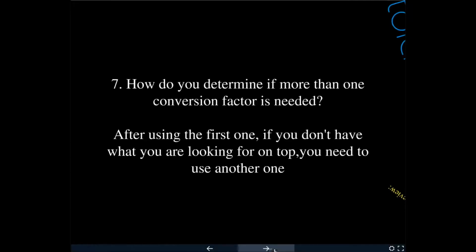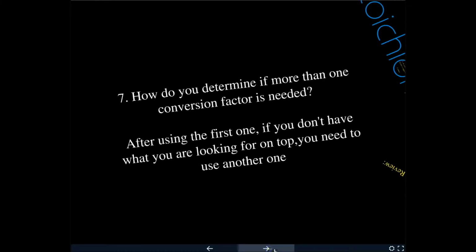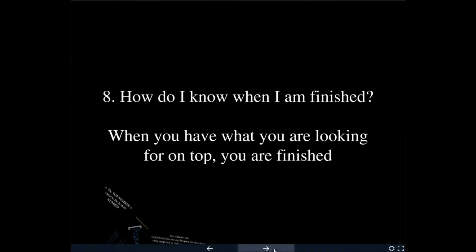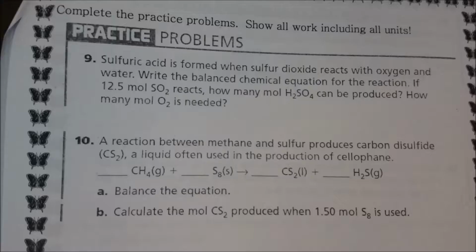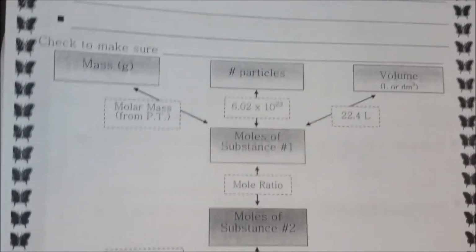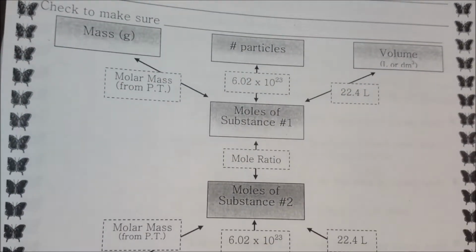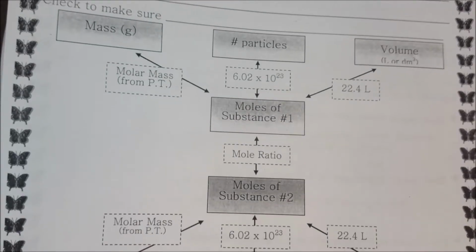So then how do you determine if you need more than one? Well, if you use the first one and what you're looking for isn't on the top when you're done, then you need another one. Okay? Then the question is, how do I know when I'm finished? Well, when you're finished, you're going to end up with what you're looking for. All the stuff will cross out except for what you're looking for. We're going to do these practice problems, and when we do them, you want to be flipping to your flowchart. Okay, that's going to tell you what to do.